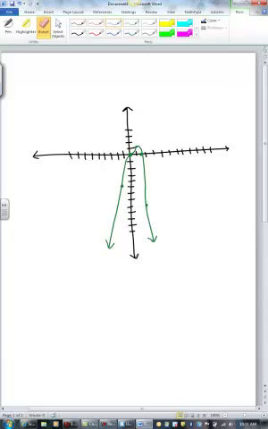The last thing we want to do is label it. H of x equals negative 2x to the 4th plus 3x cubed. And we're going to do quite a few of these for practice.